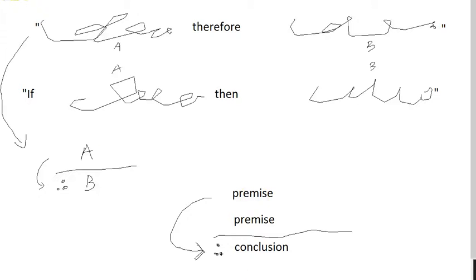So what if I made this claim? If you cut my head off, then I will die. Which is a true claim. It's true that if you cut my head off, I will die. It's true if you cut Highlander's head off, he'll die.